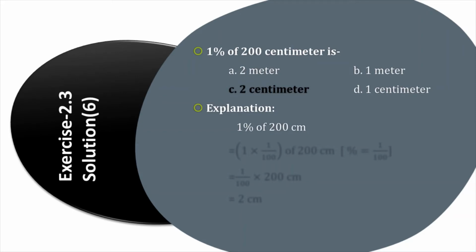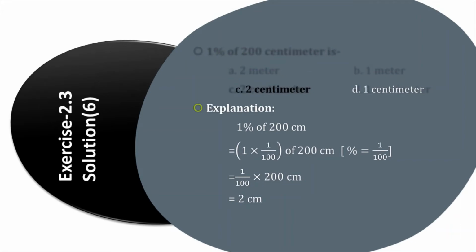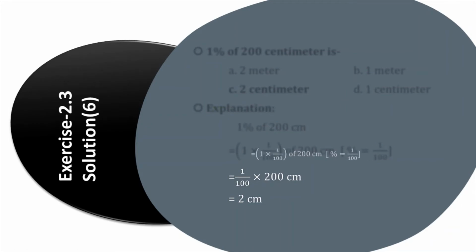1% of 200 centimeter, how can we write this? Let's see in the second line, it equals 1 divided by 100, because of the percentage sign we can write one divided by 100. So 1 multiplied by 1 divided by 100 of 200 centimeter. If we multiply the numerator with the numerator we get 1 divided by 100 multiplied by 200. If we reduce 200 by 100 we get 2 centimeter. That is our desired answer. So my dear students, this is the question: 1% of 200 centimeter is 2 centimeter, and you can understand this explanation.